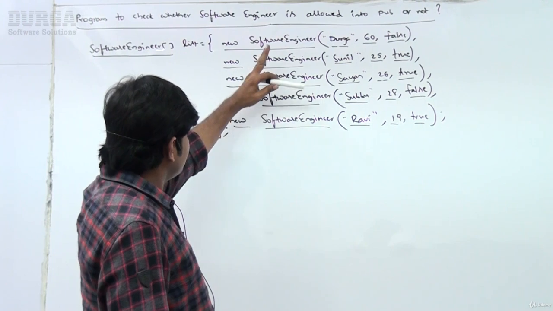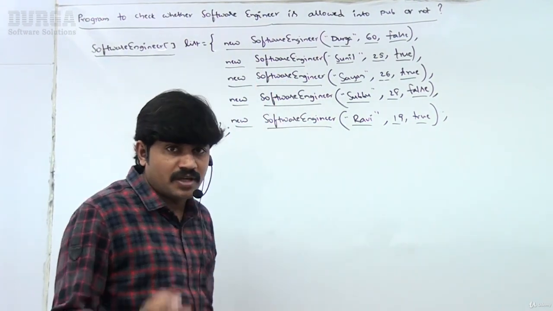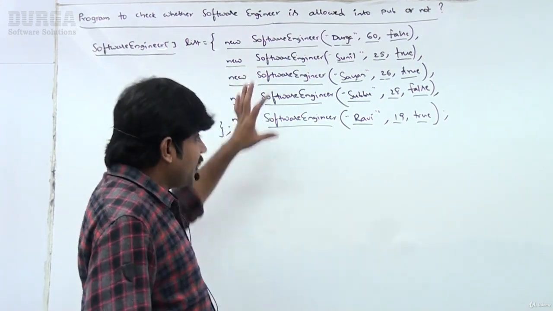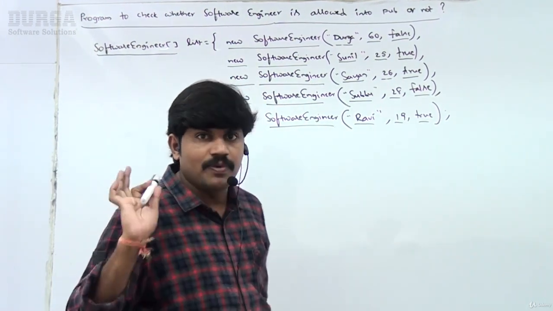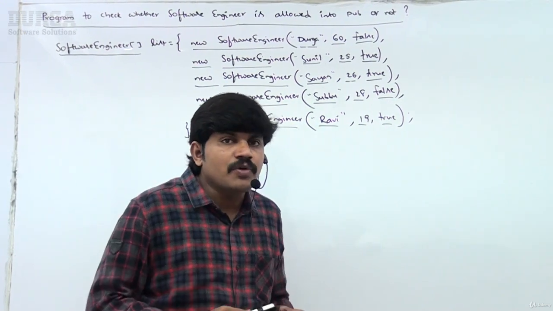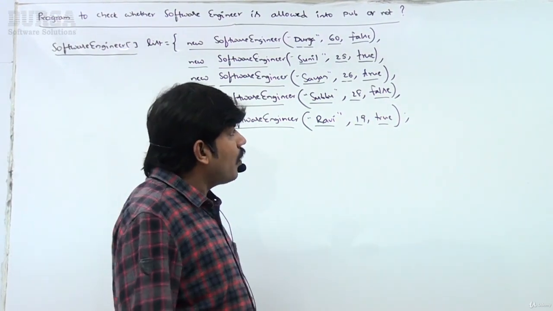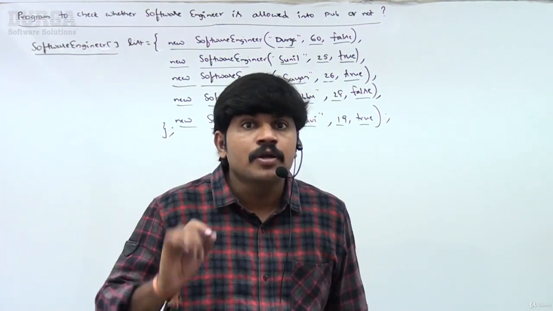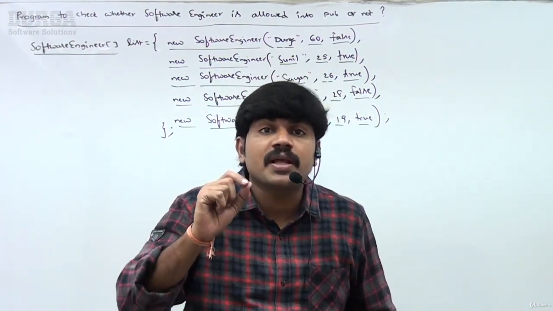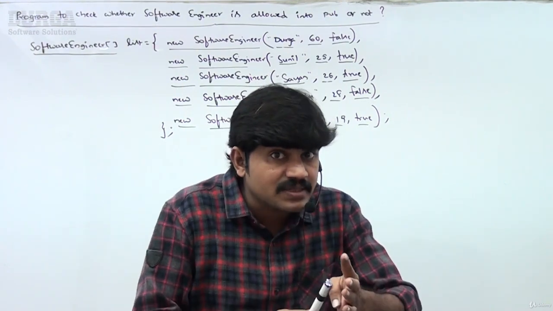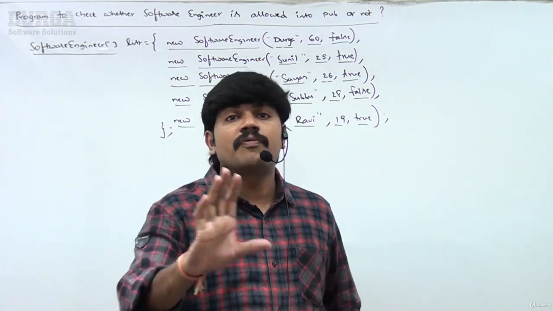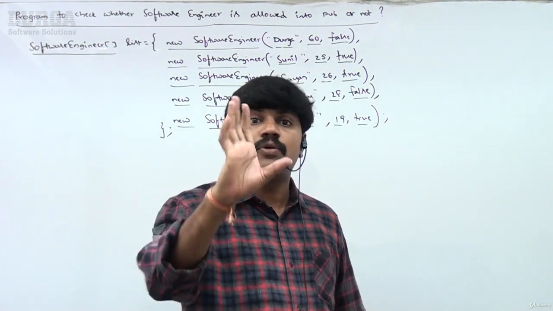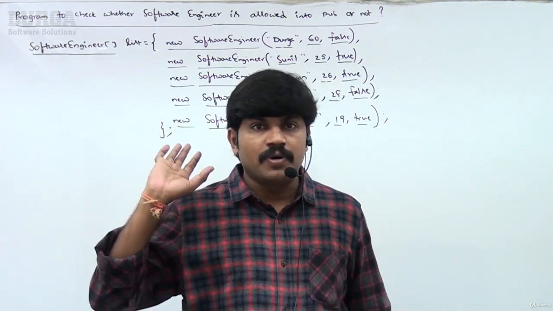Sir, there is a list, an array of software engineer objects. Now I want to check which software engineers are allowed into the pub. To check that, I want to write a predicate. Are you getting? What condition do we need to check? If I give a software engineer object as the argument, my predicate has to check whether age is greater than or equal to 18 years, and whether this person has a girlfriend or not. If both conditions are satisfied, then only allowed into the pub.